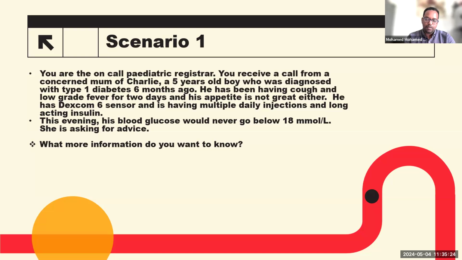So Charlie, 5 years old, on injections, and he has a Dexcom 6 sensor. I'm most concerned that on top of his illness, his blood glucose is 18 and it's never coming down. What more information do you want to know?